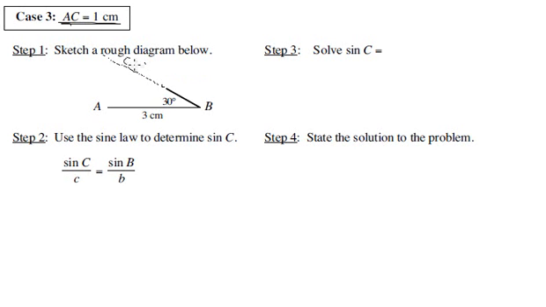So I'll put C up there just to get us started. This says sine C over the side opposite from it, which is 3, equals sine B, as in sine 30 degrees, divided by the side across from B, which is AC, which they tell us is just 1 centimeter. So you get sine C equals 3 times sine 30 divided by 1, which is 1.5.